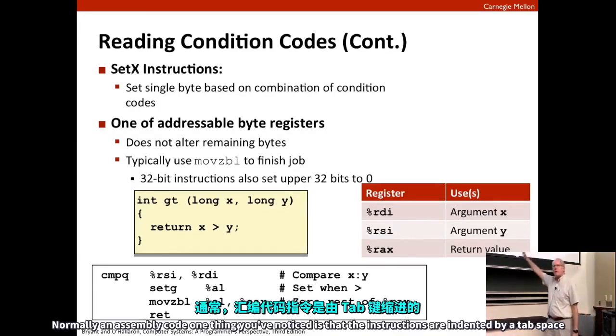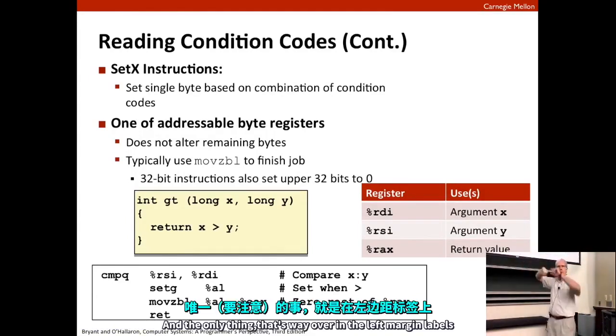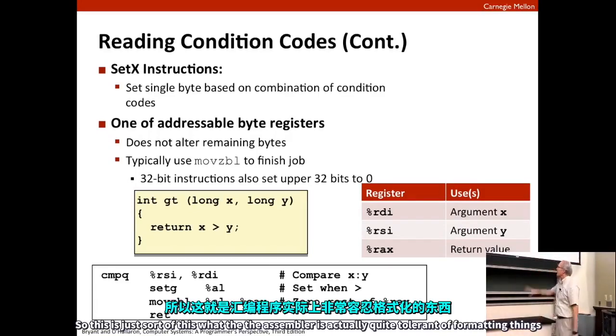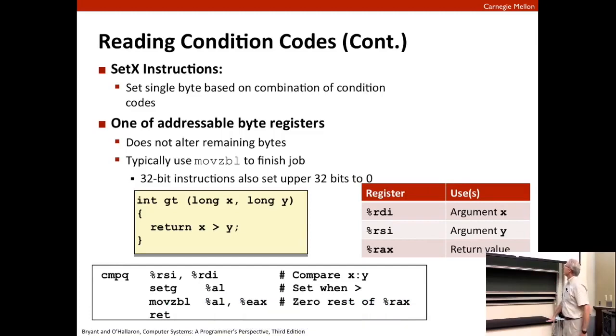Normally in assembly code, one thing you've noticed is that the instructions are indented by a tab space, and the only thing that's way over in the left margin are labels. The assembler is actually quite tolerant of formatting things, but this isn't the way it normally looks.